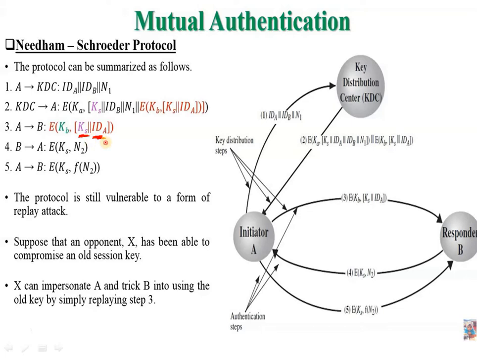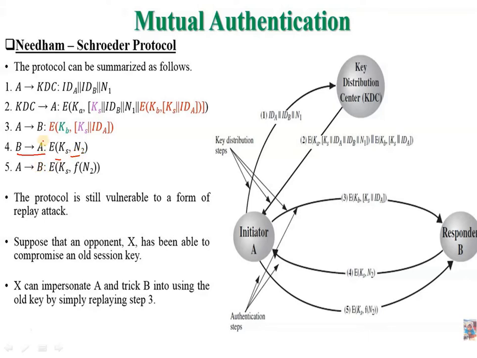And then for this session key, it will add another nonce, that is N2, and that is encrypted. This will be sent back to A. So B will send back to A. What will it send back? It will send back the session key as well as the new nonce, that is N2.